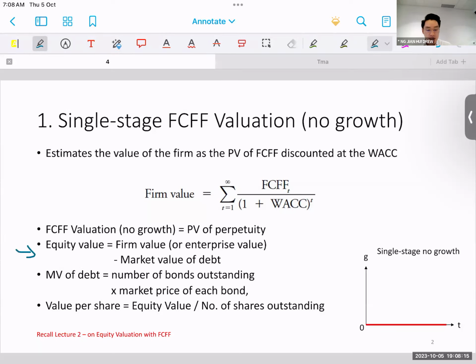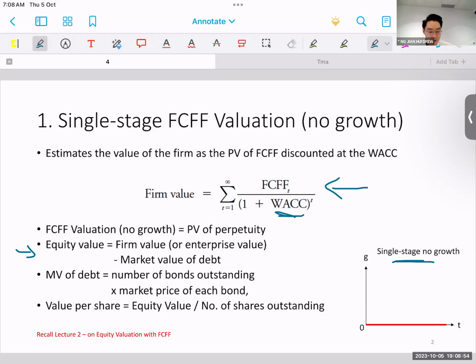Okay, so in the standard, let's say, no-growth situation where you don't expect growth in the cash flow, this is simply a perpetuity. I hope you remember the perpetuity formula. So it's simply a perpetuity. At the same time, because it's FCFF, we're considering both equity and debt components, so we have to use the WACC here.